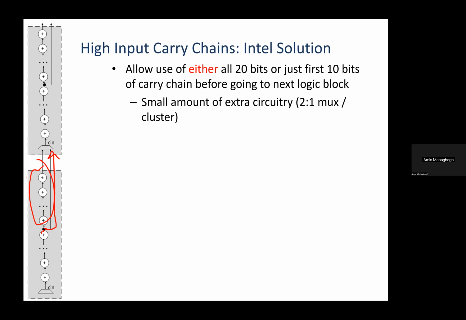And what have they added? They've added a 2-to-1 mux. So there's a little bit of area, a little bit of delay, but not much. You get one 2-to-1 mux for every 10 to 20 bits of carry. So it's a very small delay penalty. It's a very small area penalty, and it makes it easier to use this structure.